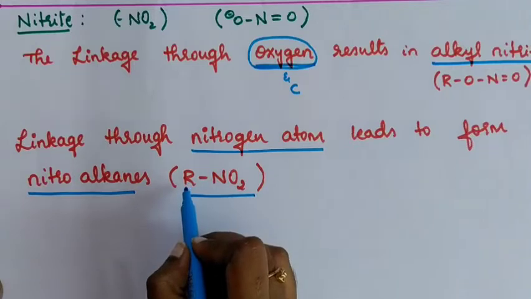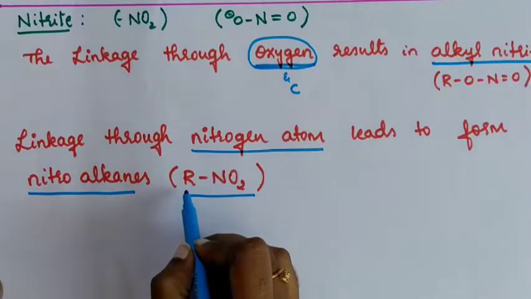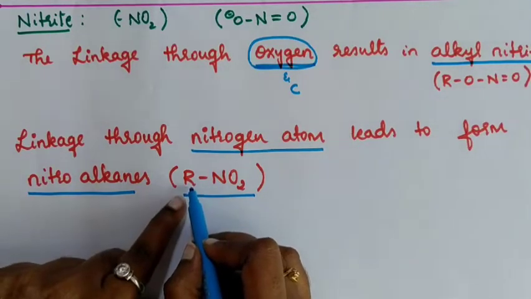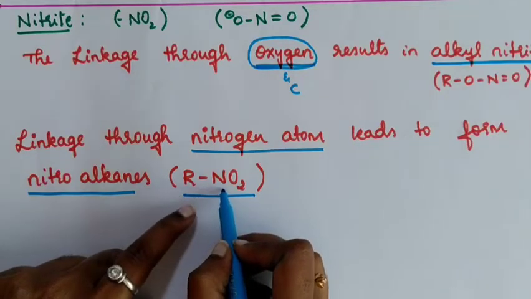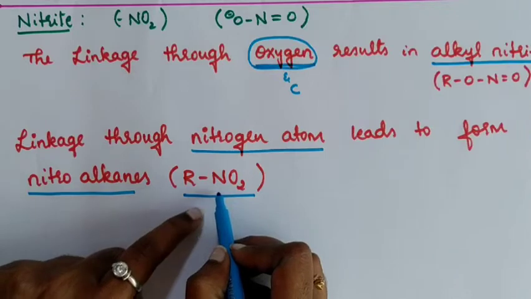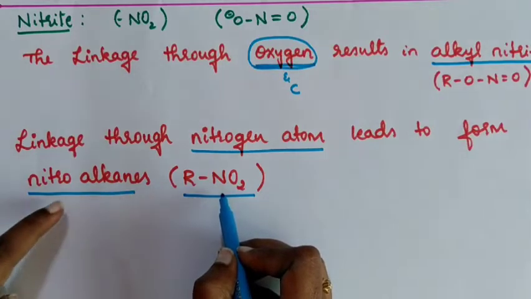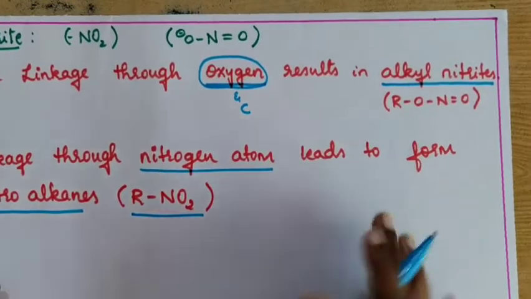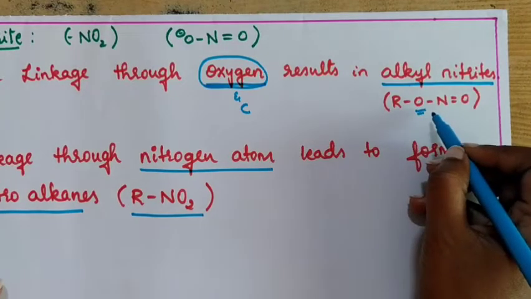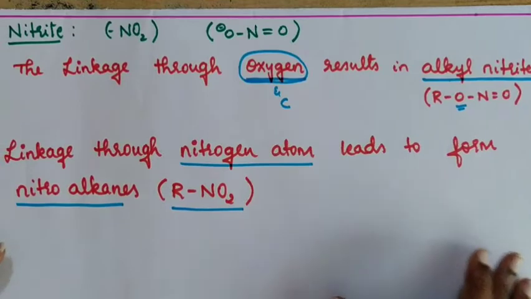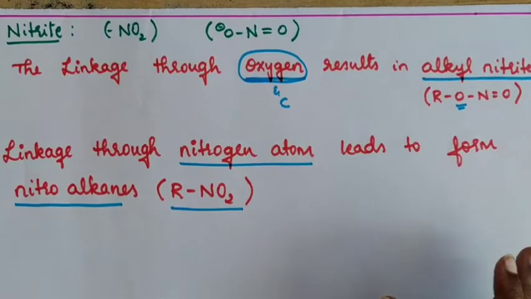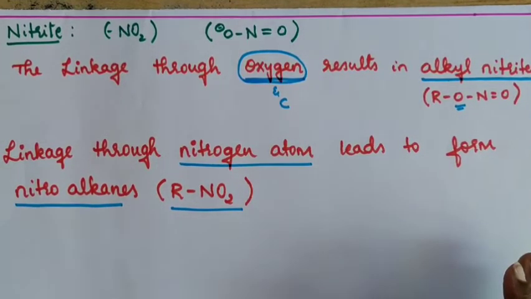See, this R is nothing but the carbon atom from haloalkane, and R is bonded with the nitrogen. The bond has taken place from the nitrogen side, so this kind of product is known as nitroalkanes. If the bond takes place from the oxygen side, that will be alkyl nitrites. This is one of the examples of an ambident ligand or ambident nucleophile.